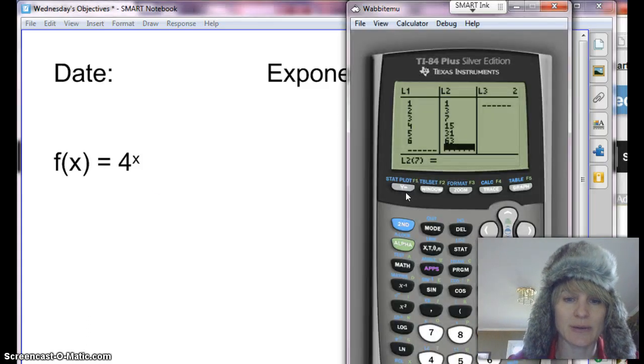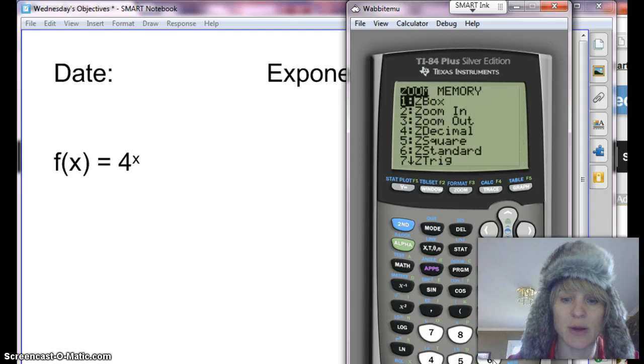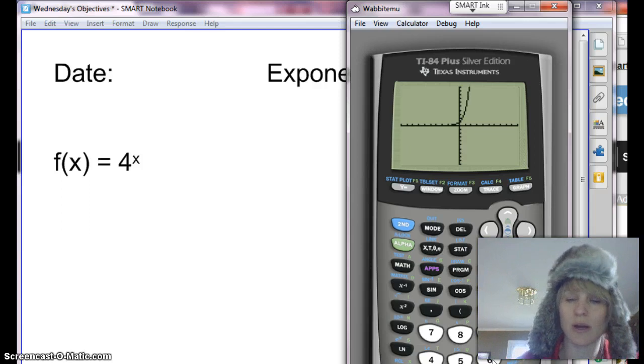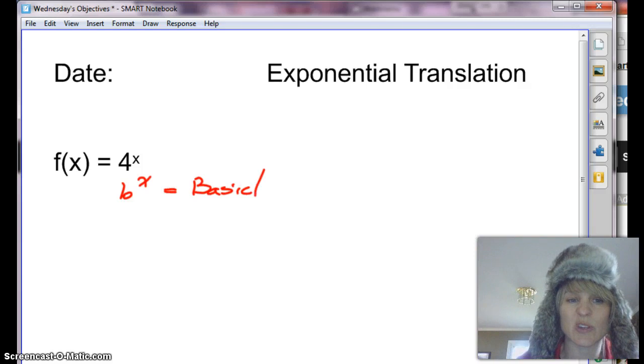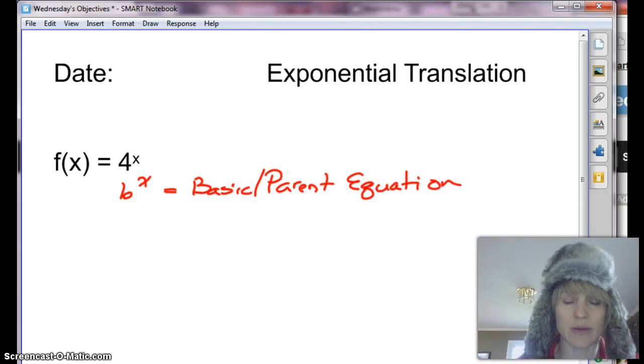If we bring up our calculator and we put 4 to the x power, and then we hit zoom standard to graph it, we get this equation, okay? So this one, when you only have the b to the x power, that's called the basic, or some books or people will call it the parent equation. So that's basically where we start, okay? And then we can start doing things to this equation to make different things happen.